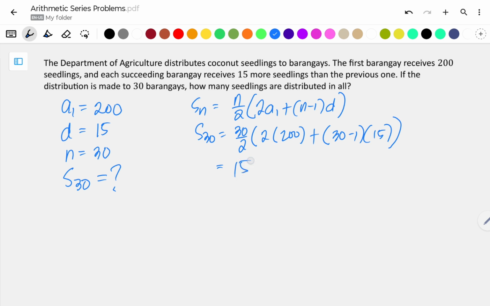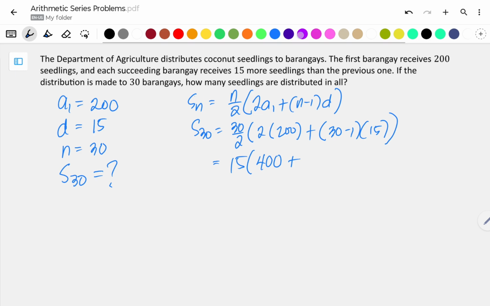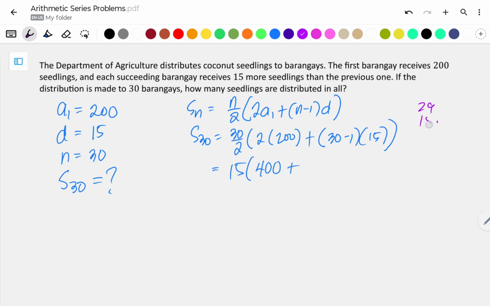So this is going to be 15 times 2 times 200, which is 400, plus 29 times 15. 29 times 15: 45, carry 4, 14, 29, so 435. Then 15 times 400 plus 435 is 835.